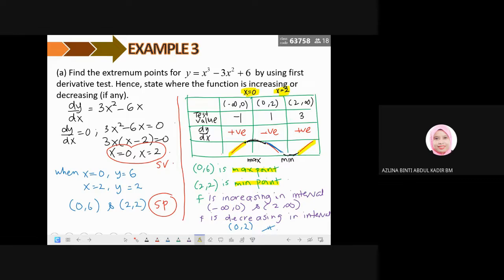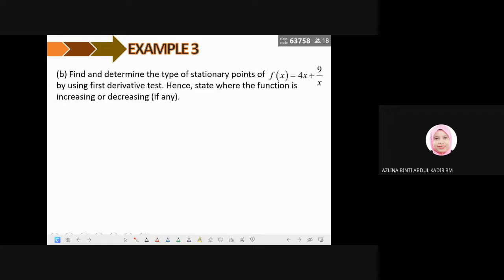Next, example B. Find and determine the type of stationary points of f(x) equals 4x plus 9 over x by using the first derivative test. Hence, state where the function is increasing or decreasing. So, find f prime x. f prime x is equals to 4 minus 9 over x squared.